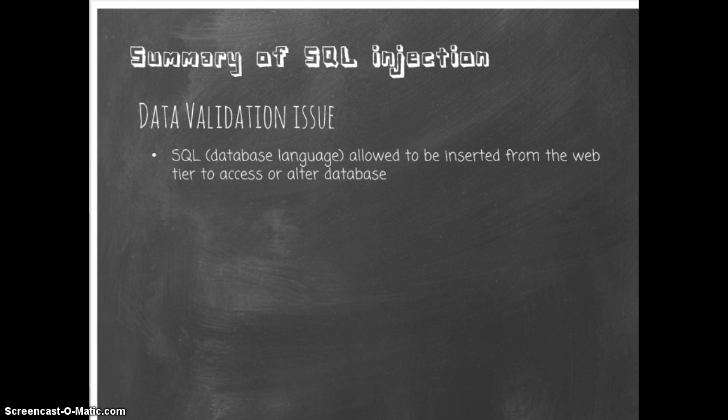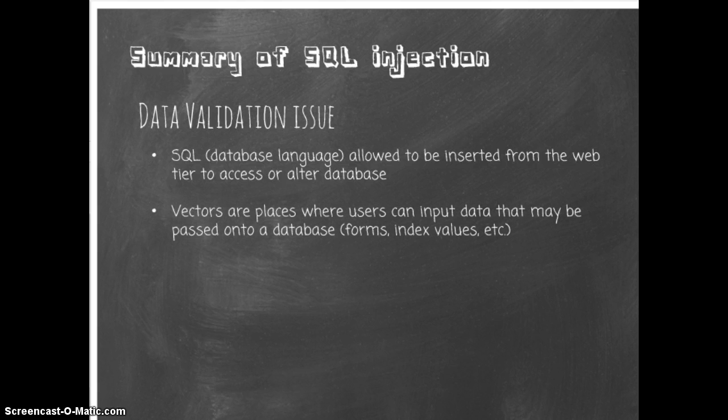Fantastic, we've now gone through a lot of information about SQL injection, and I want to make one thing clear. Even though we've discussed a lot about blind SQL and normal SQL, SQL injection is still a data validation issue. SQL is allowed to be inserted from the web tier to access or alter the database. And this is because your developers aren't validating user input. The different vectors that can happen are areas of your website where users can input data that may be passed on to a database, things like forms, index values, other parameters on your website as well.